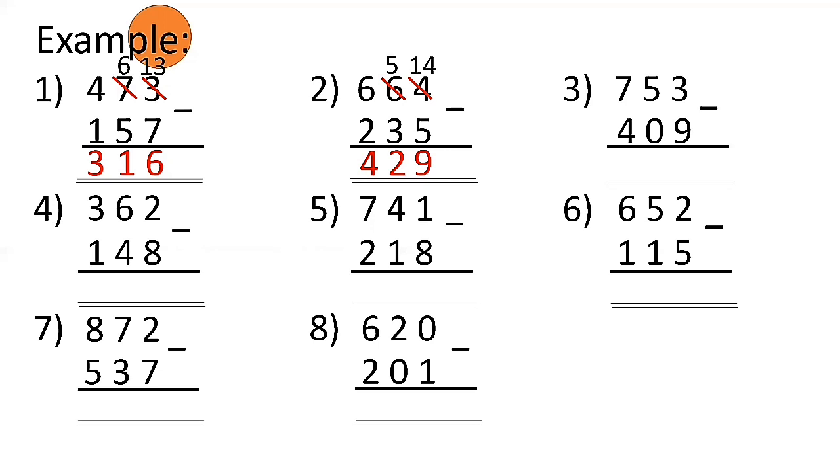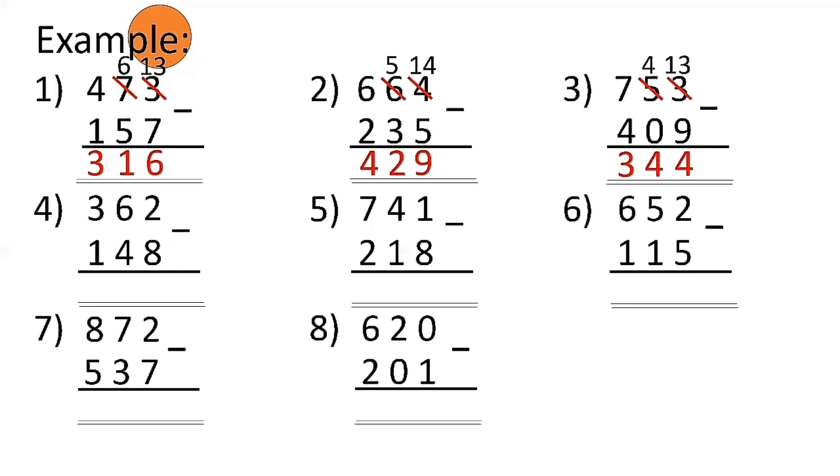Number 3, 753 minus 409. We cannot subtract 3 by 9, so we need to borrow in the tens place. Cancel 5 becomes 4. And 3 becomes 13. 13 minus 9, that is 4. And 4 minus 0 is 4. And 7 minus 4, that is 3. So the answer is 344.